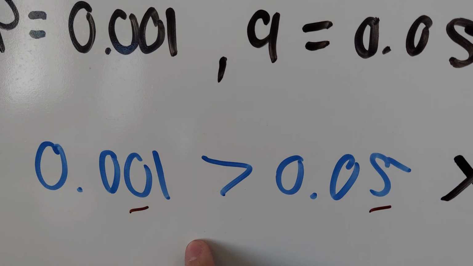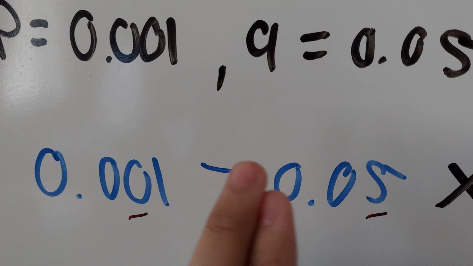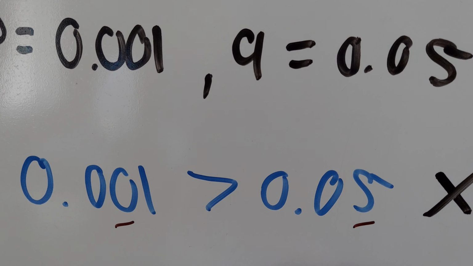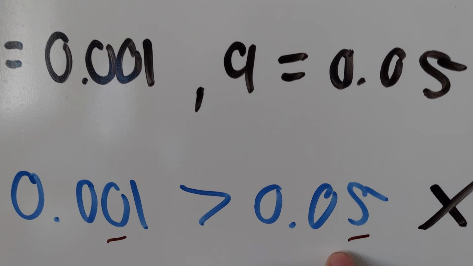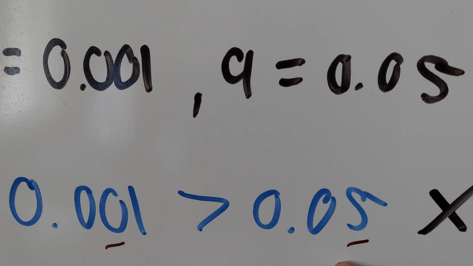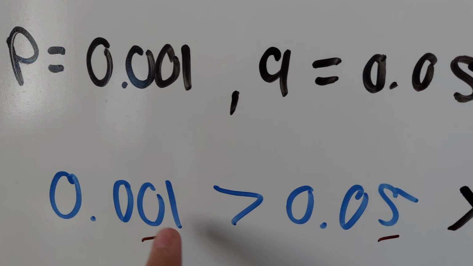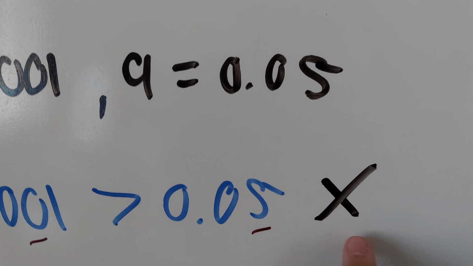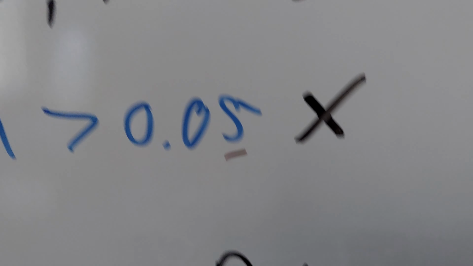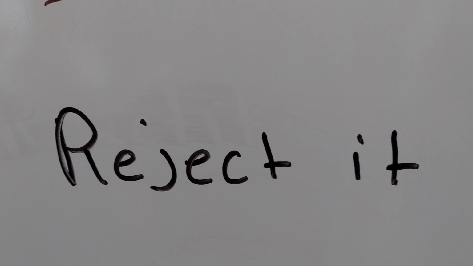0.01 greater than 0.05. Now we're going to check this, and as you can see right here, I underlined it. That means the second decimal place is 5 over here on the alpha side, and over here it's 0. So that means this whole thing is considered to be false, as represented by the X sign. So that means we reject it.